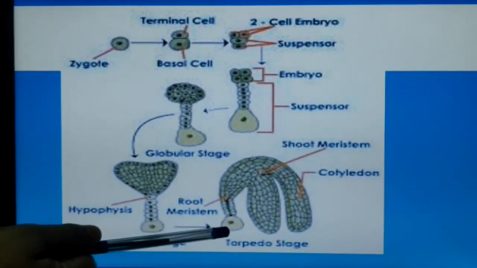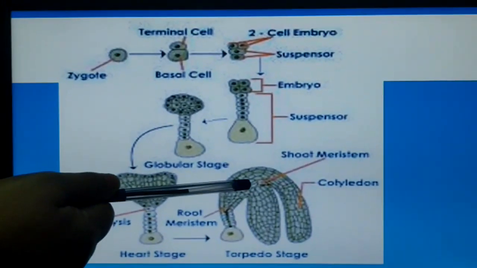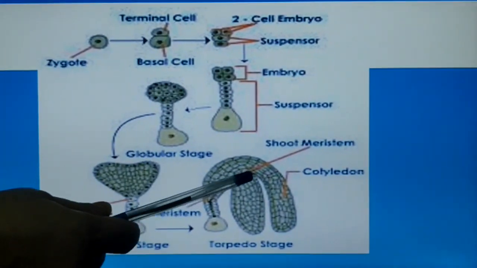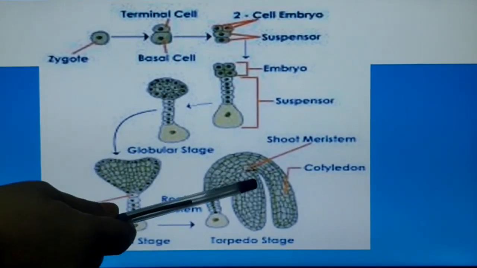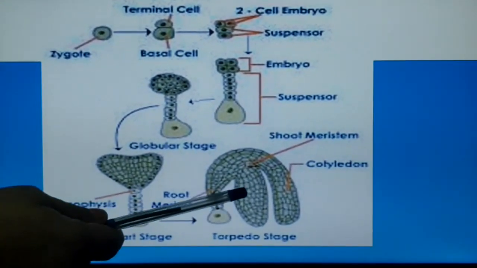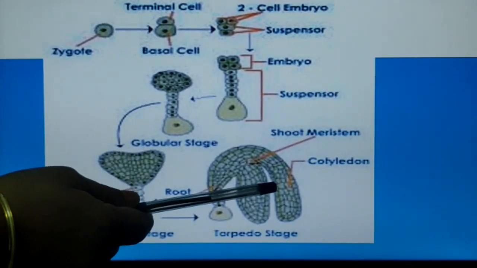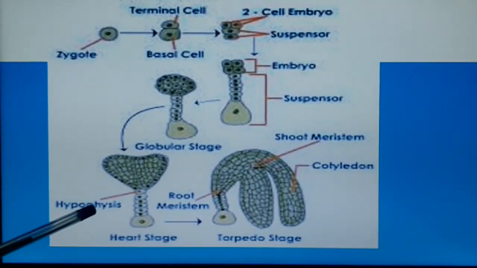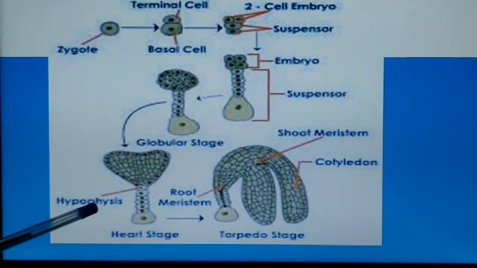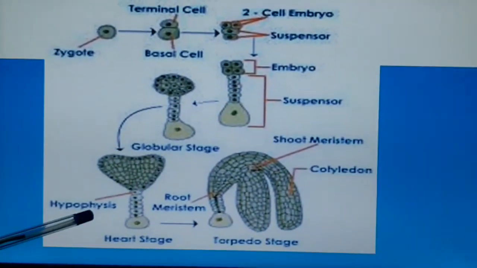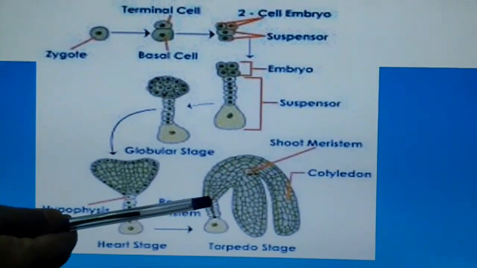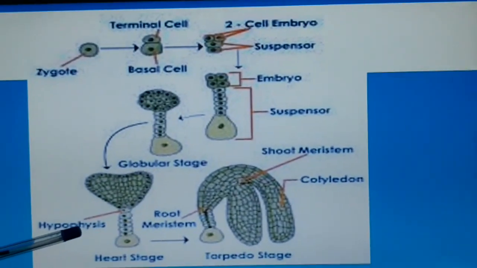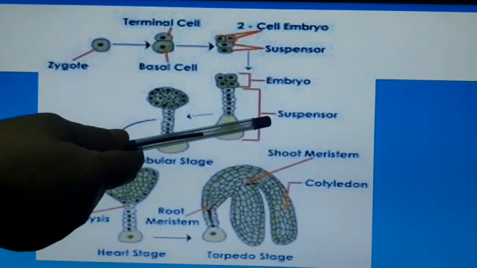The mature embryo has the preliminary root structure called the radicle and the shoot called the plumule, and it contains two cotyledons. So it is a dicot, and it possesses the hypophysis at the heart stage. The hypophysis is involved in the formation of the root cap and the root.